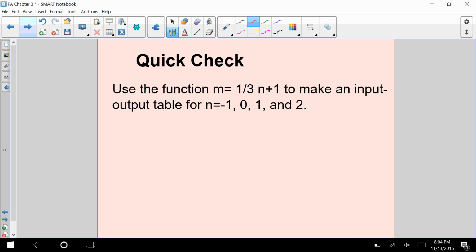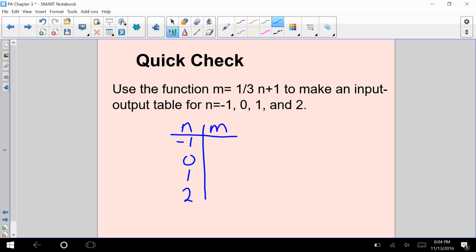You're going to use the function m equals 1/3 n plus 1 to make an input-output table for n equals -1, 0, 1, and 2. Your input-output tables do not have to be complex. n is our input, m is our output. We have -1, 0, 1, and 2. This is as complex as they need to get.